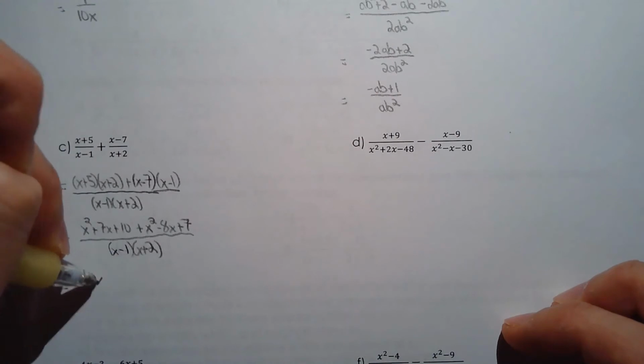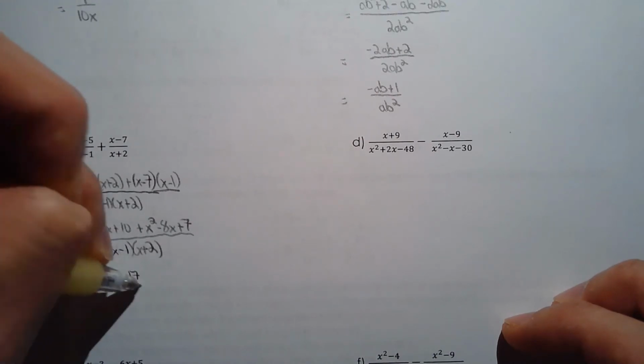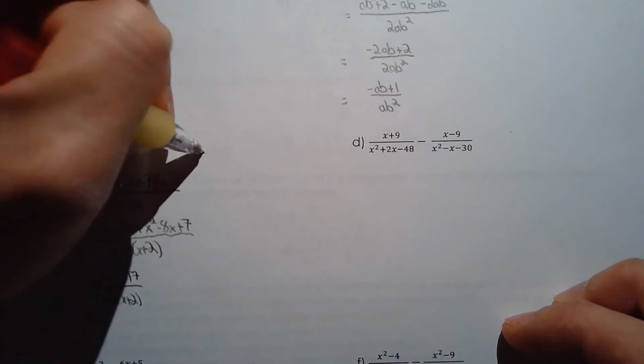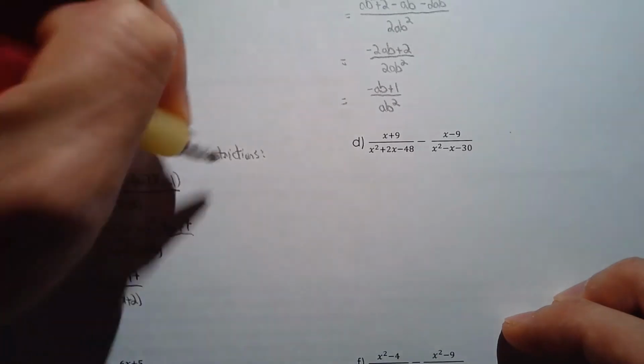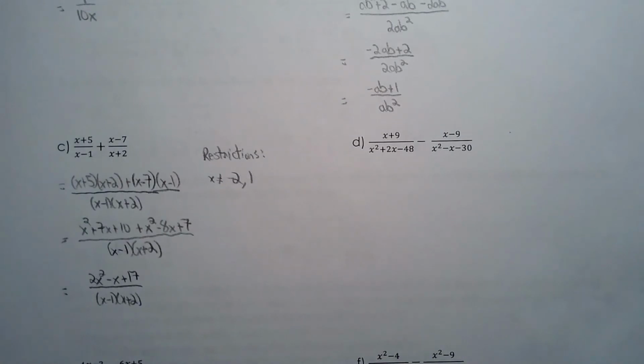Alright, so that's 2x squared minus x plus 17. State restrictions. Negative 2 and 1. Now here, you can't simplify any further because 2x squared minus x plus 17, you can't factor that, which means there's no common factor between numerator and denominator, so you're pretty much done.